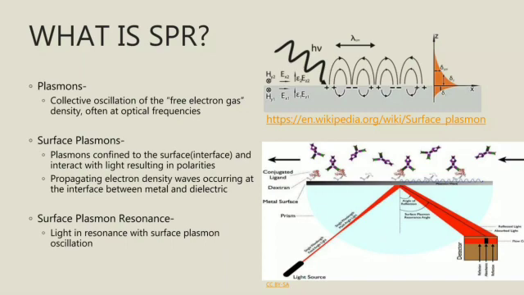SPR techniques excite and detect collective oscillations of free electrons. It can be explained using the Kretschmann configuration, in which light is focused onto a metal film through a glass prism and the subsequent reflection is detected.